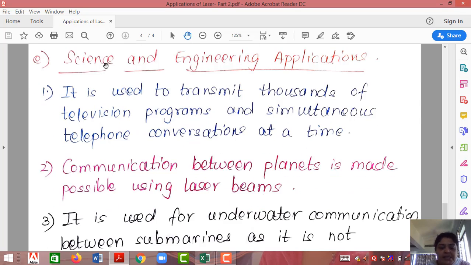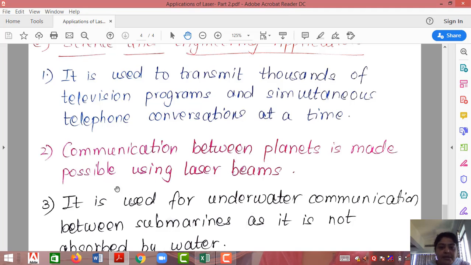Lastly, we'll be discussing the applications of laser in science and engineering. So first of all, it is used to transmit thousands of television programs and simultaneous telephonic conversations at the same time through cables. There are such cables called fiber optic cables through which at different frequencies of light using the same cable you can send thousands of television programs, thousands of telephonic conversations all at the same time.